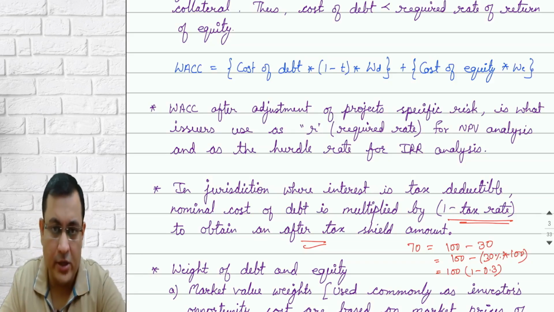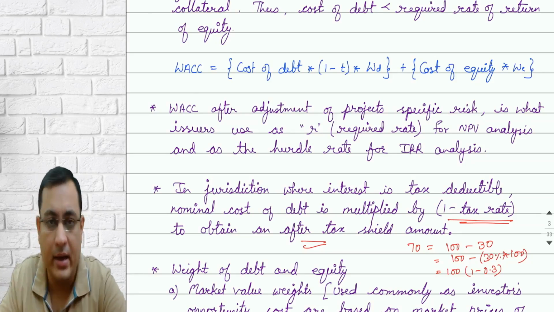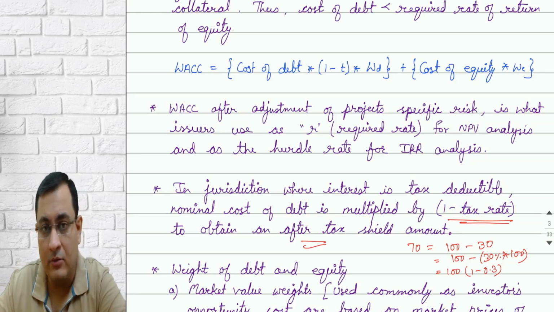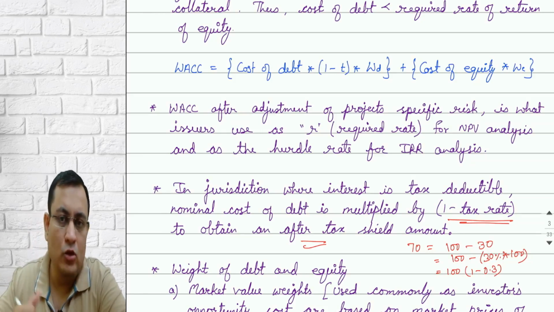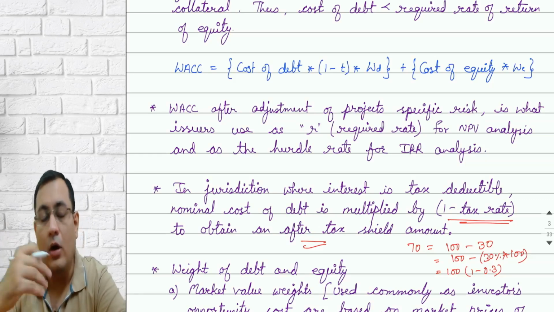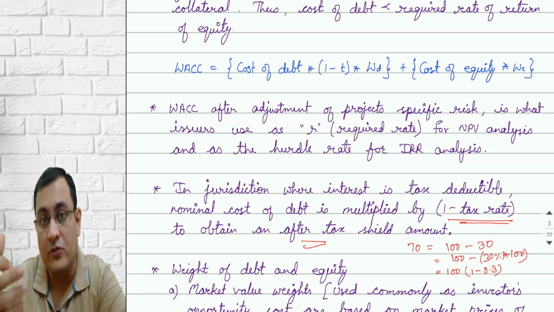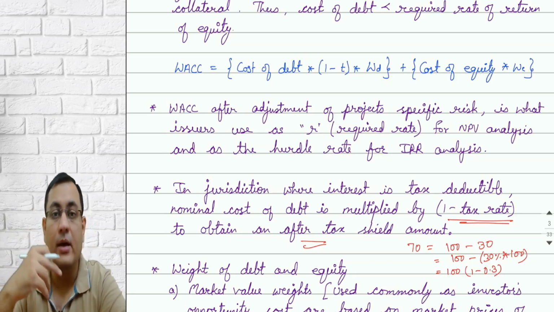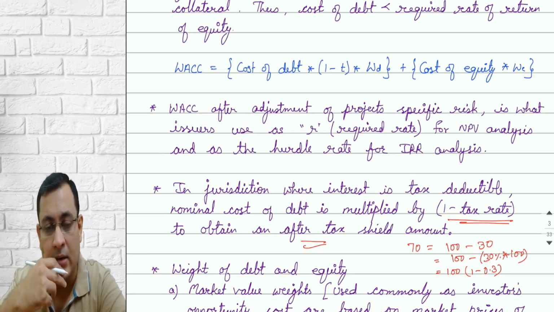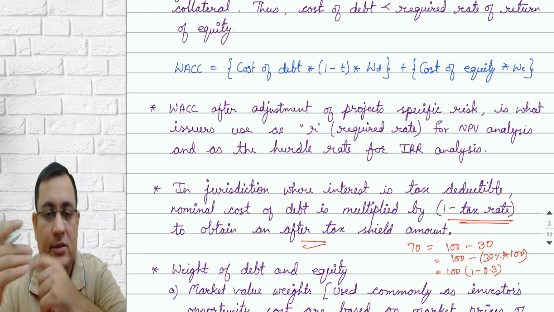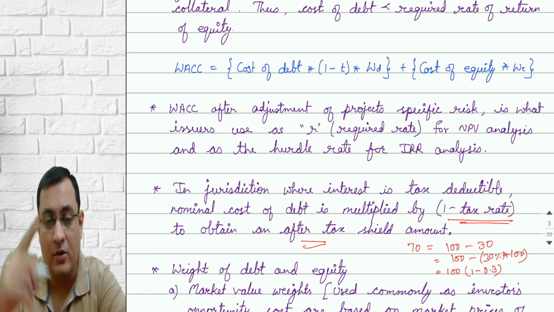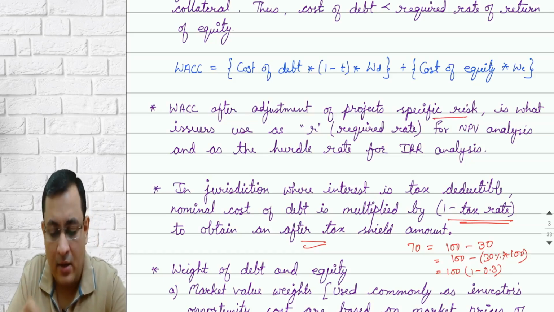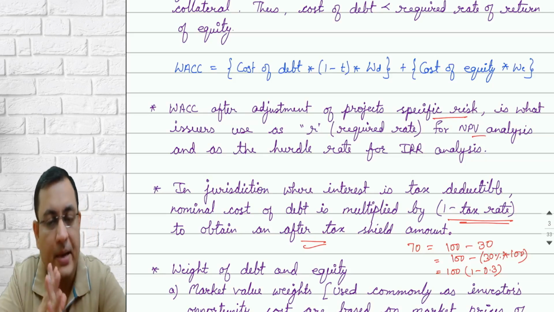Next, in case of capital allocation decisions, NPV calculation or IRR calculation, can we use this WACC directly for calculation of NPV and comparison with IRR? No. Sometimes the new projects the company is thinking to invest in have risk factors different from the existing business of the company. In that case, the WACC the company is paying on its existing business to its investors should be adjusted as per the risk profile of the new project. So WACC after adjustment of project specific risk is what the issuer uses as R, the required rate for NPV calculation, or as hurdle rate for comparison with IRR.